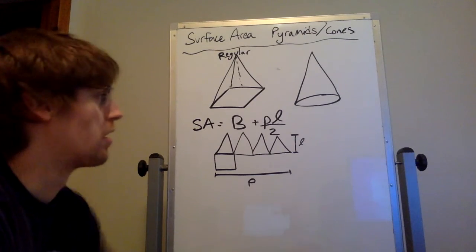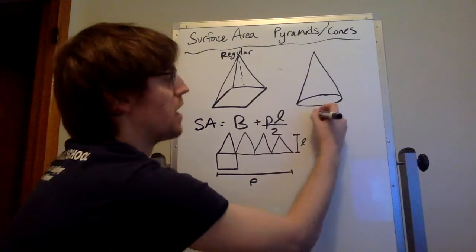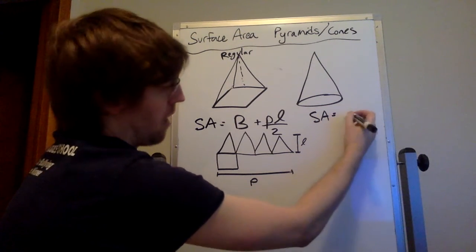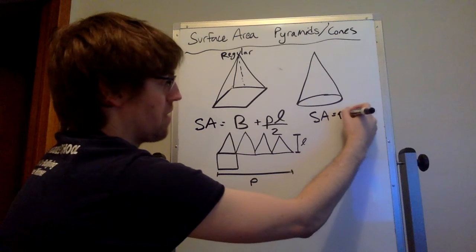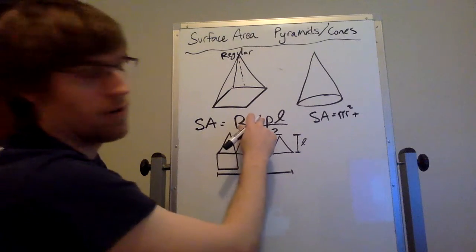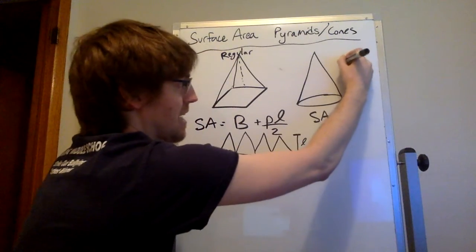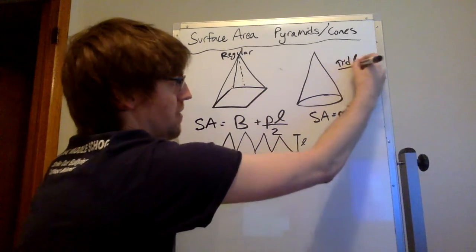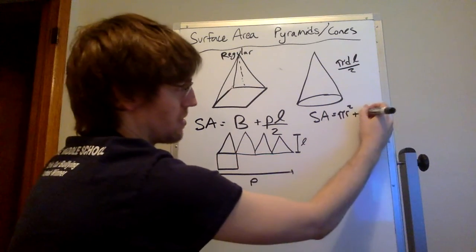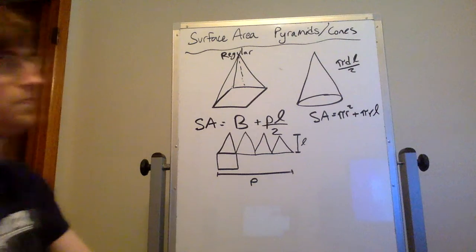Okay? The cone, it's the same formula, except, I guess we can write it, since it's a circle, the area of the base would be pi r squared, and then perimeter, that's circumference, so you could, I guess, kind of say pi d l divided by 2, but I'm just going to simplify it. The diameter divided by 2, that's just radius, so it's going to be plus pi r l.